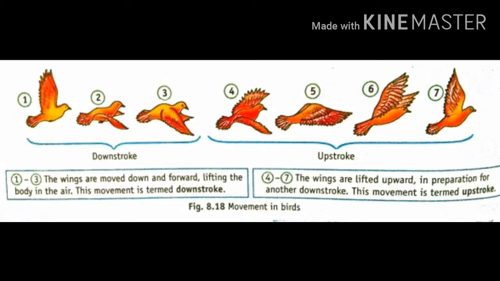See the 4 to 7 movement. The wings are lifted upward in preparing for another downstroke. So the 4th, 5th, 6th and 7th, see, it is the lifting upward. This movement is called upstroke.